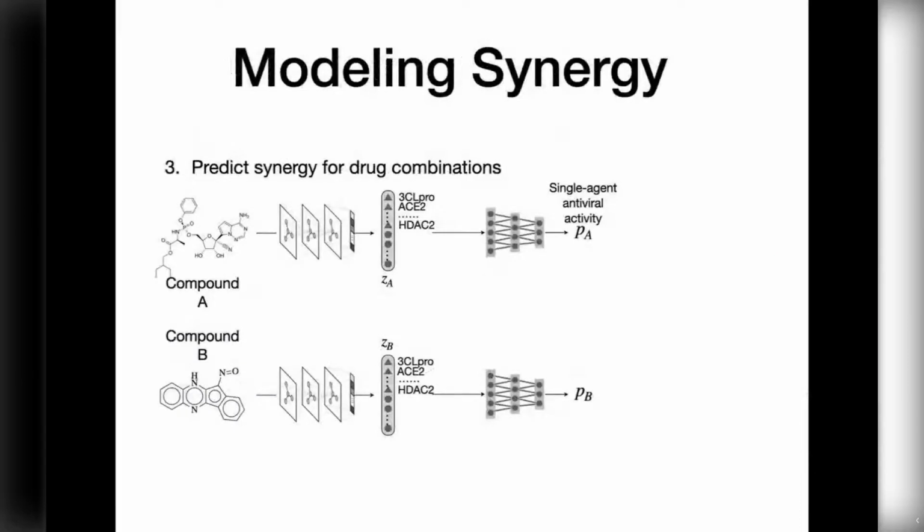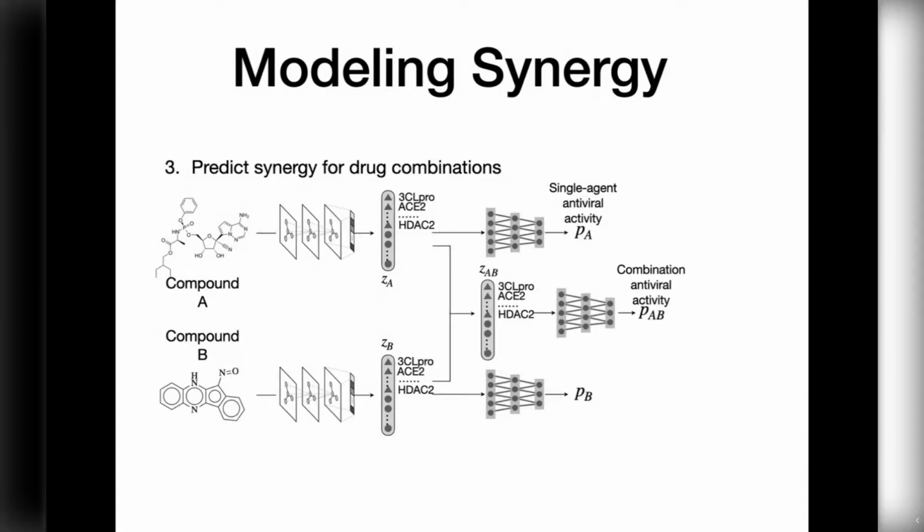And then what the model does, you train for each one of these compounds, you learn this target and structural representation. And then when you have the representation, which is the bulk, the hardship of our learning, then you can concatenate it together and learn the Bliss synergy score.